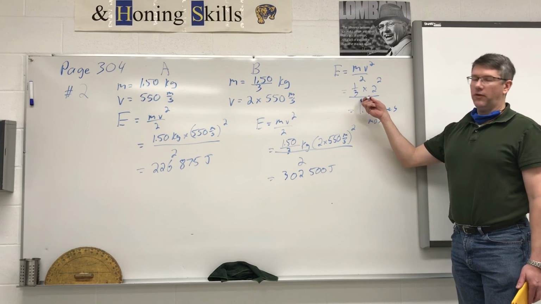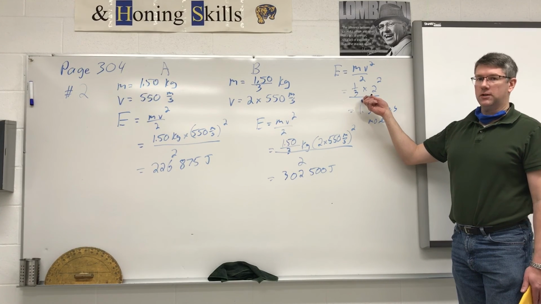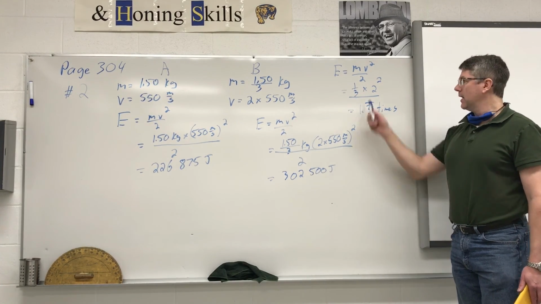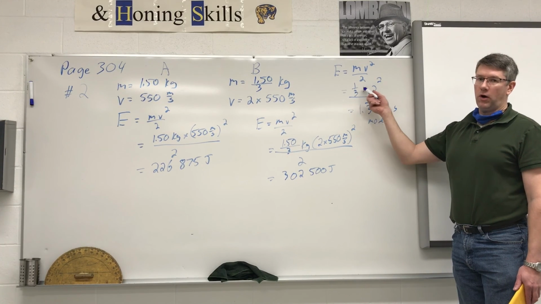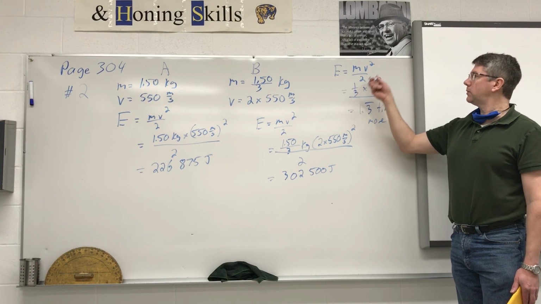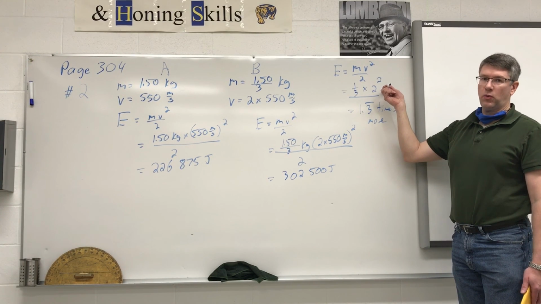We don't need to divide by the 2 because that's a constant value and it shows up for the calculation in A and the calculation in B. So we're just interested in what our variables do in this equation. So mass is proportional and velocity is the square proportional.